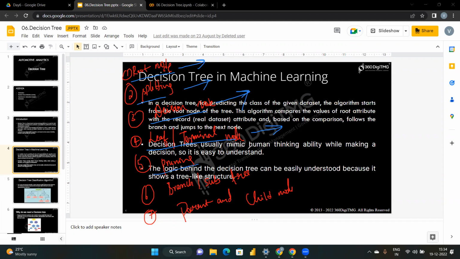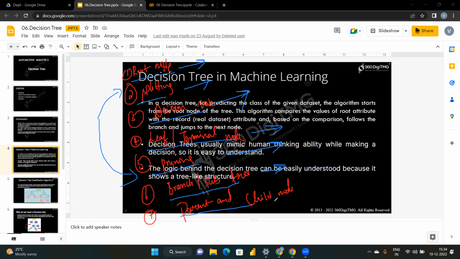And the next thing we have is pruning. When we remove subnodes of a decision node, this is called pruning. You can say it is the opposite process of splitting. Okay, branch or subtree. A subsection of the entire tree is called a branch or subtree.